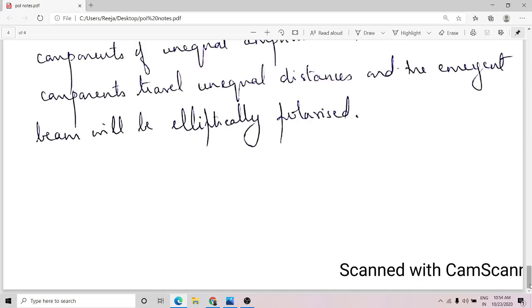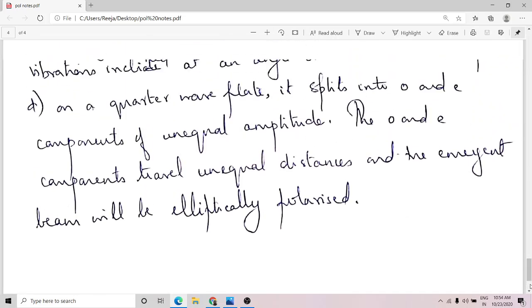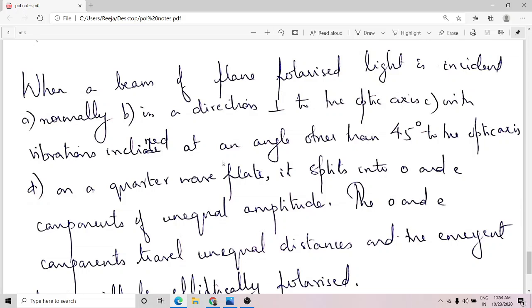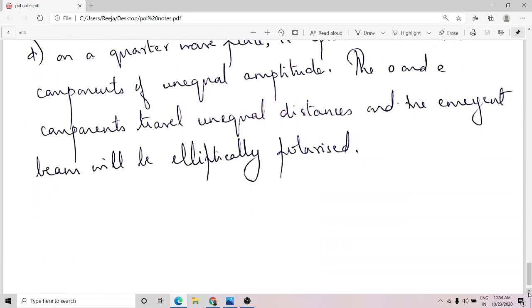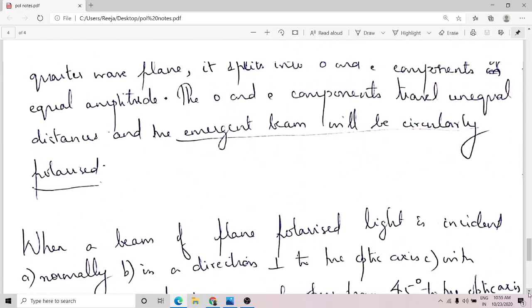So I tell you, when a beam of plane polarized light is incident normally in a direction perpendicular to the optic axis with vibrations inclined at angles other than 45 degree to the optic axis on a quarter wave plate, then it splits into O and E components of unequal amplitude. They travel unequal distances, and when they emerge out of the crystal, you will get elliptically polarized light. So this is how we produce circularly and elliptically polarized light.